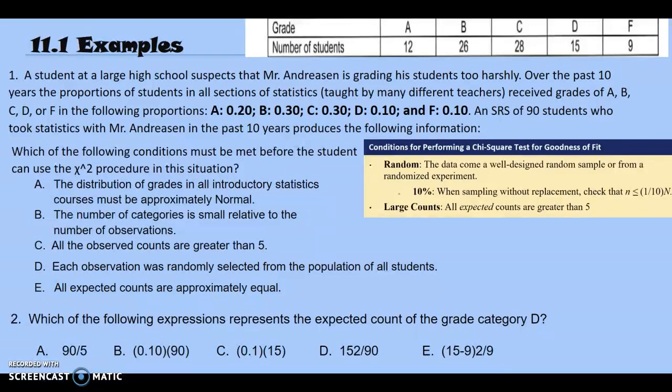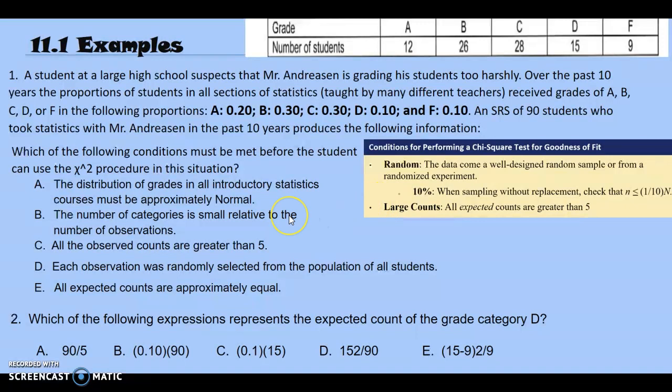If you look at the first one, the question is asking us about what conditions we're talking about with a chi-squared test procedure. Quick note about the chi-square is that we use this when we're working with categorical data. Like grades, for example, it's categories A, B, C, D, and F. The one note I like to make is one of the conditions is different for large counts. You check that all expected counts are greater than 5. Okay, so expected counts we will address in example number 2.